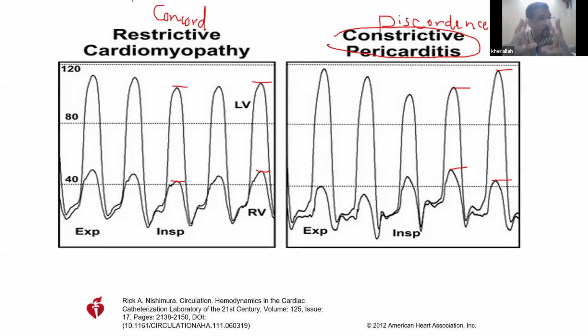What does interventricular interdependence mean? We have the LV and the RV, and the septum is in the middle. Usually they relax and contract, and they depend on each other to some extent. But when we have constriction, meaning the heart is limited from expanding outward because of constrictive pericarditis, it depends on the septum very much.